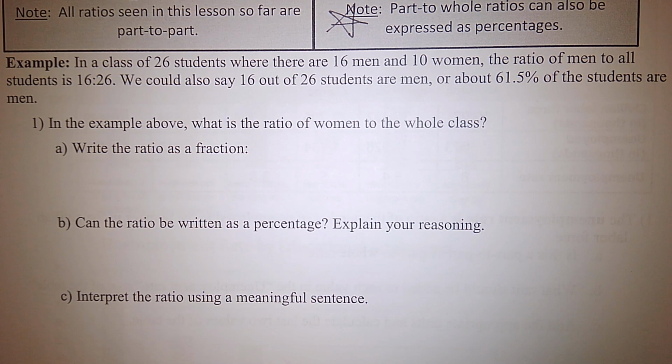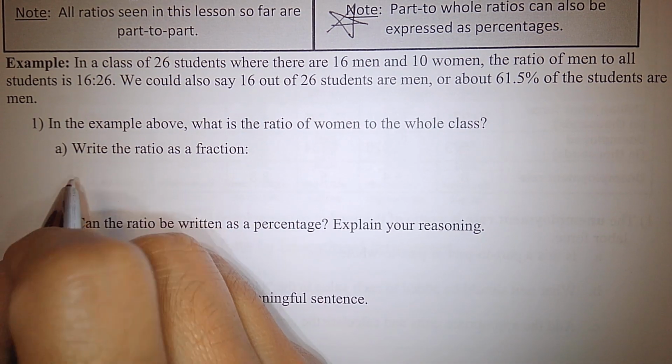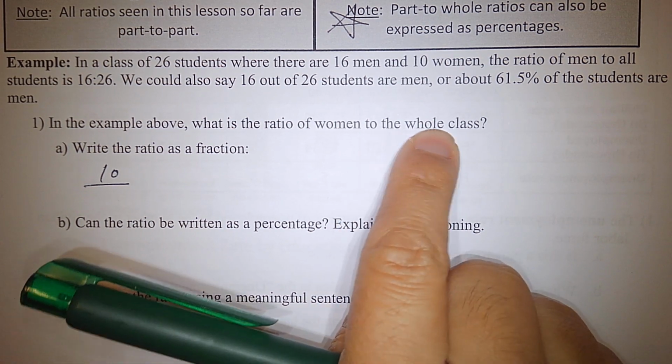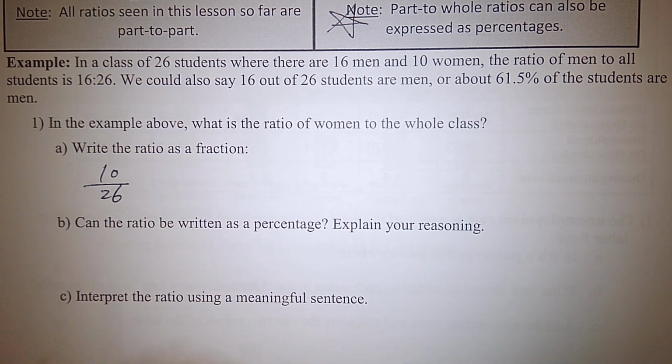So 16 men, 10 women in the class. What is the ratio of women to the whole class? How do we write this ratio as a fraction, guys? So 10 out of 26. Because the second quantity is the whole class, so it is 26. 10 out of 26.